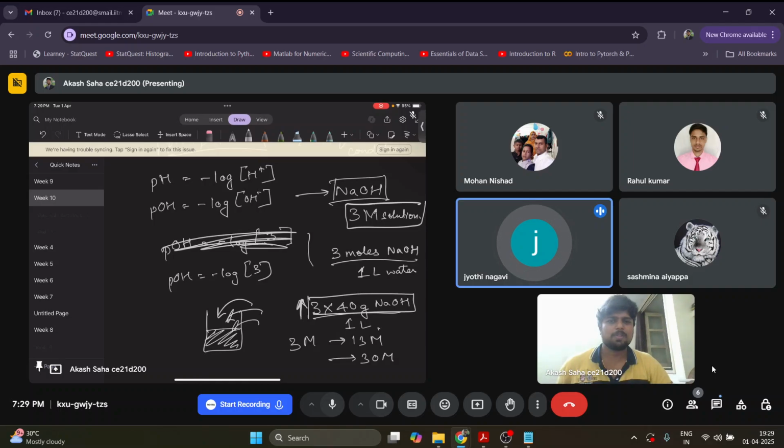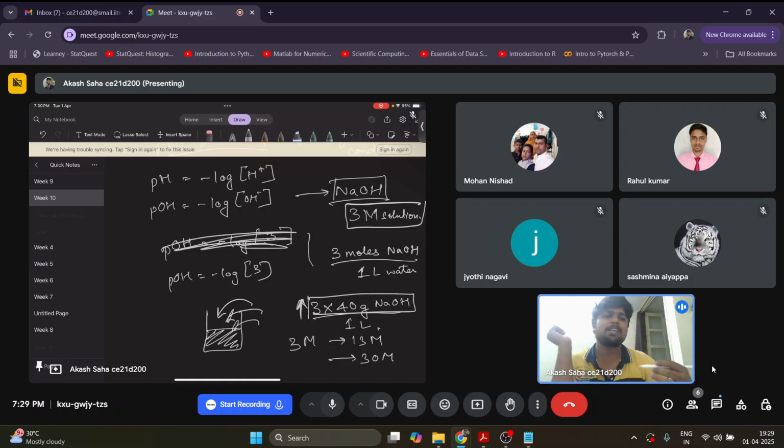Sir, but beyond saturation, it won't dissolve, no? It won't be an aqueous solution. That's why I am saying that it won't be an aqueous solution. It won't dissolve. It will not be a practically possible thing, but I am saying that theoretically it is possible, not in practicality. Understood? Yes, sir. Okay.